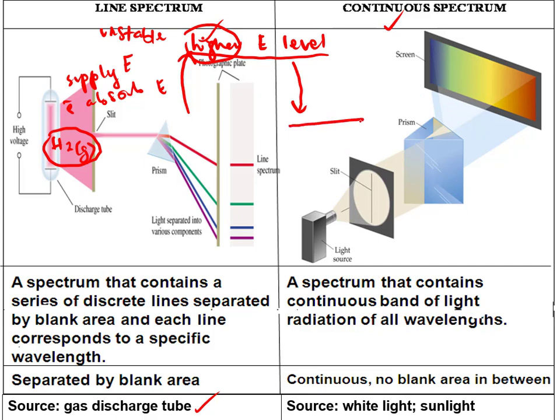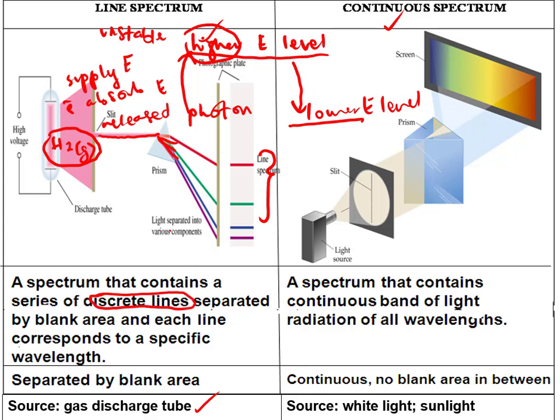Then it will drop to the lower energy level. When it drops, that is when it releases energy in the form of a photon. It releases light energy, which will go through this slit, go through this prism and disperse as the line spectrum. What is this line spectrum?